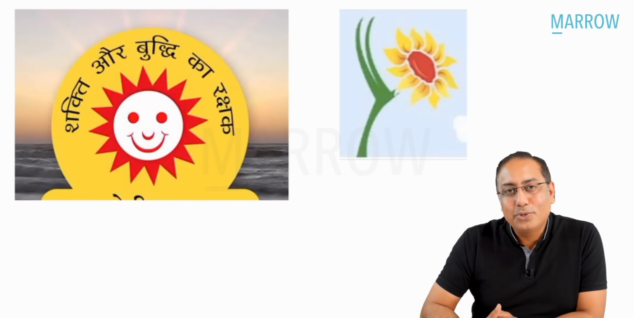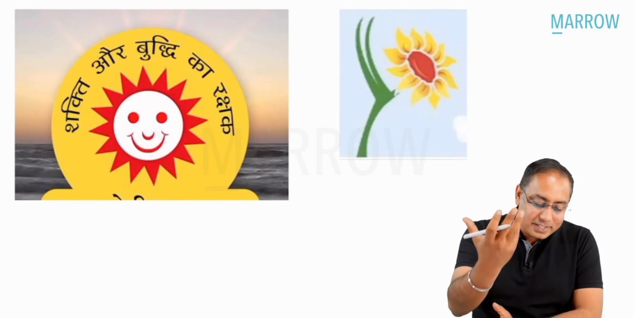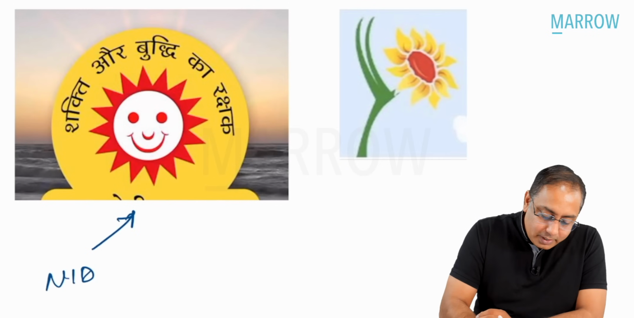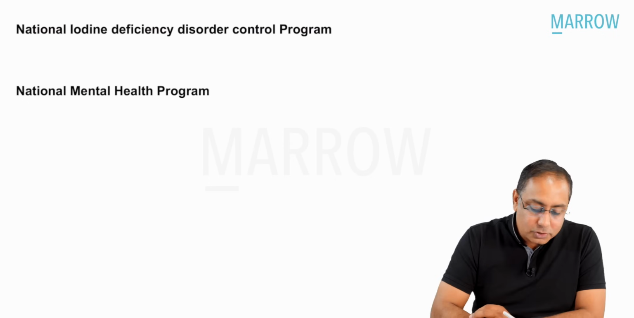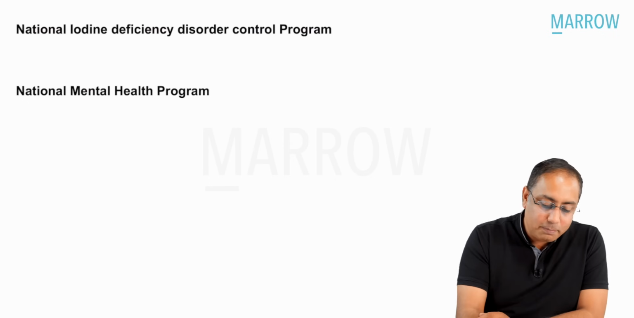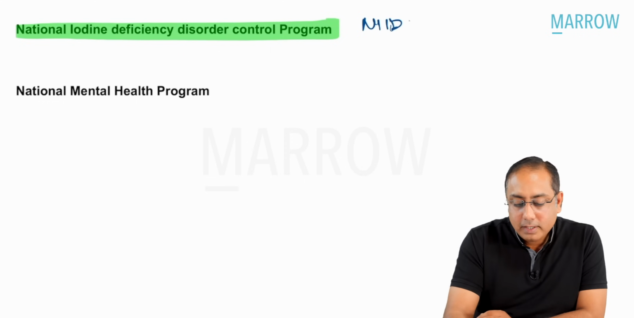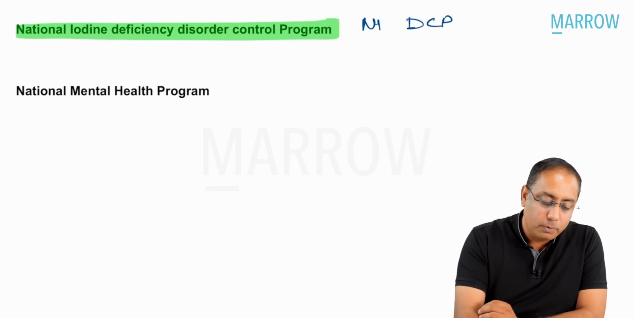Coming to this next logo, it's always one of my favorite logos, a happy smiling smiley face. What is this logo? This logo is for the National Iodine Deficiency Disorder Control Program, NIDDCP. So smiley face, remember NIDDCP: National Iodine Deficiency Disorder Control Program.